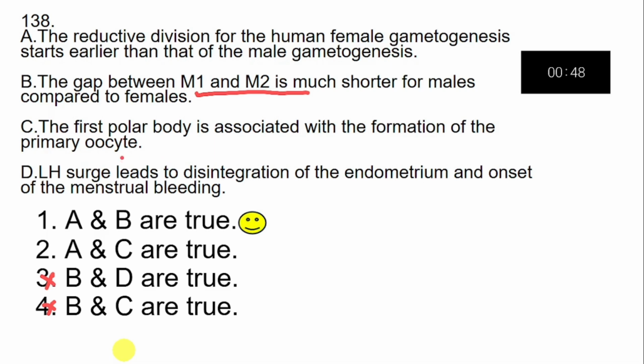Let's go through other statements. The first polar body is associated with the formation of primary oocyte. No, that is called secondary oocyte. And LH surge leads to disintegration of endometrium and onset of menstrual bleeding. It leads to rupturing of the Graafian follicle and release of secondary oocyte, which is captured by the fimbriae of fallopian tubes. And this is how secondary oocyte enters the fallopian tubes.